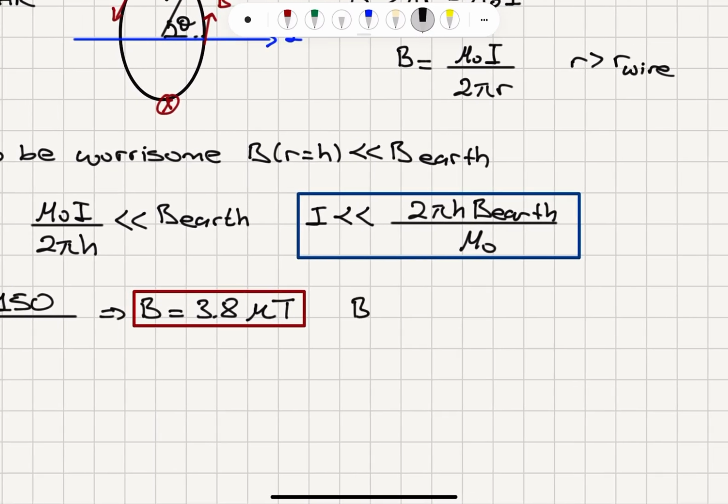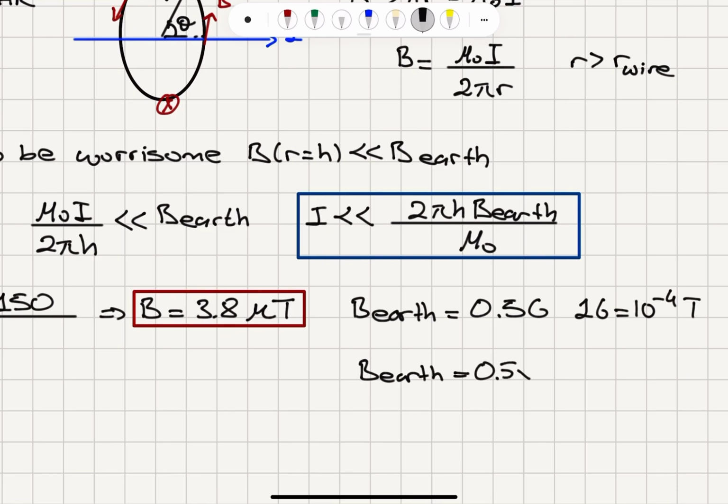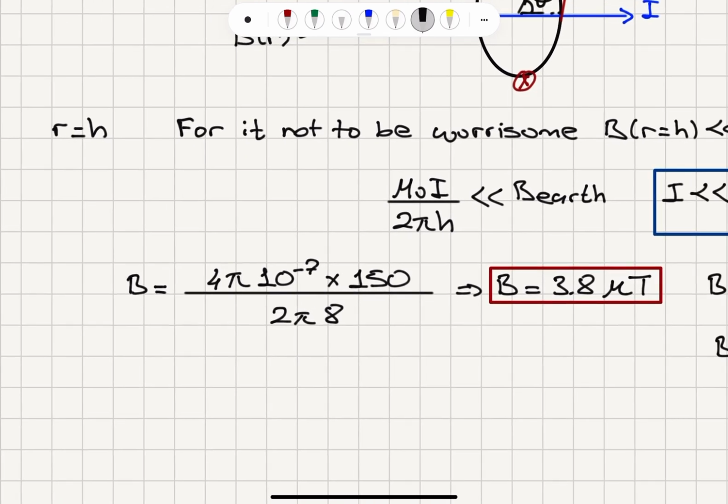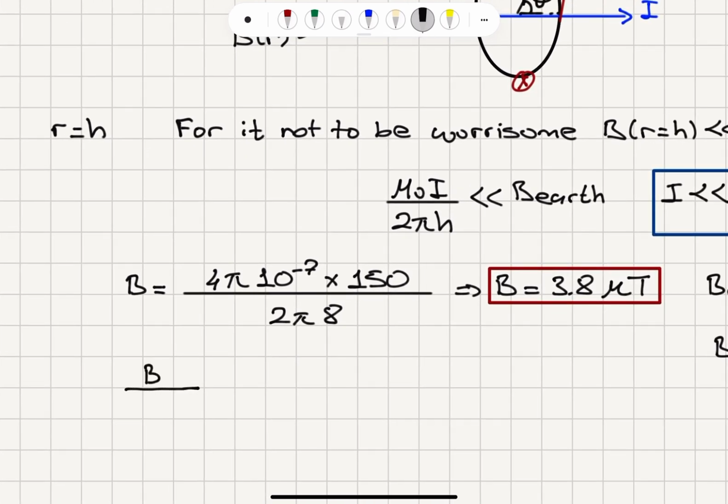Now, if I compare it to Earth's magnetic field, which is 0.5 Gauss, and 1 Gauss is 10 to the minus 4 Tesla, the magnetic field of the Earth is 0.5 times 10 to the minus 4 Tesla, which is 50 micro Tesla. Okay, so if I write the ratio of my magnetic field B to Earth's magnetic field, B Earth, and multiply it by 100, I obtain 3.8 divided by 50 times 100. It is 7.6% of the Earth's magnetic field.